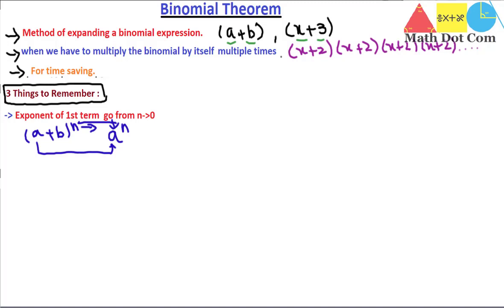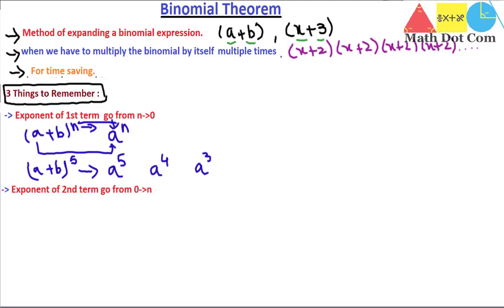If I say a plus b power 5, when you expand this expression using the binomial theorem, you write the first term as it is and its power will be 5. Then in the next term the power will be 4. Then in the next term it will be 3, and so on down to 0. This is the first thing you have to keep in mind while expanding the binomial expression using the binomial theorem. Now what is the second thing?